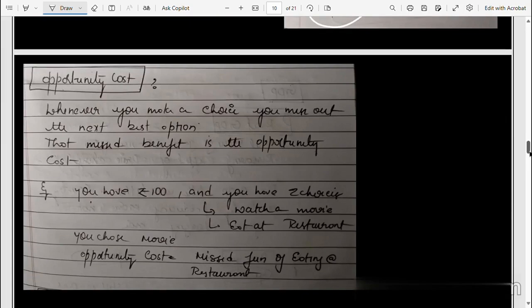Then we have what is known as the opportunity cost. So what do you mean by it? Whenever you make a choice, you miss out on the next best option. That missed benefit is the opportunity cost.